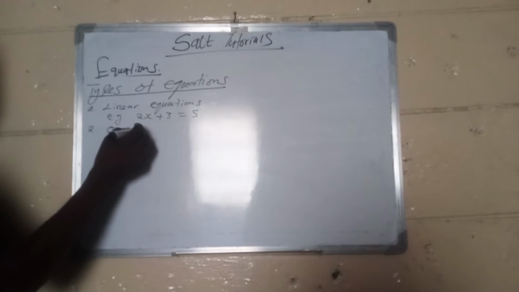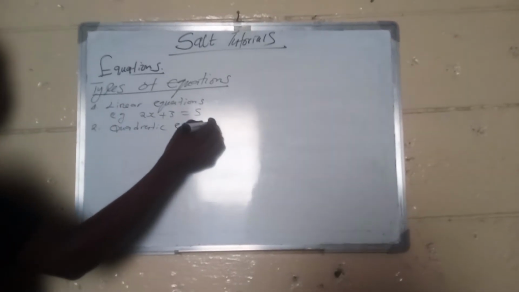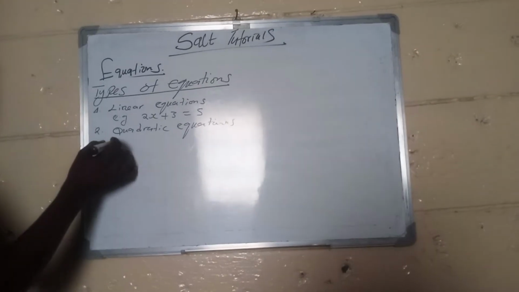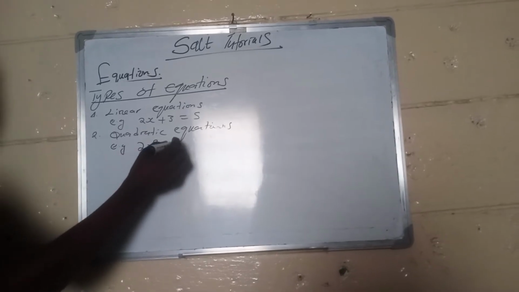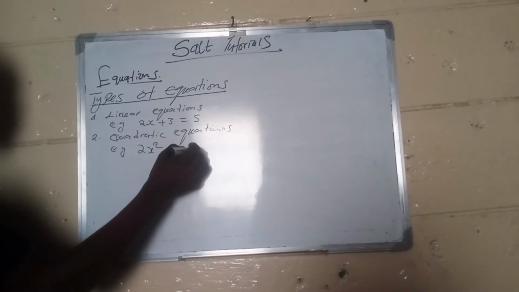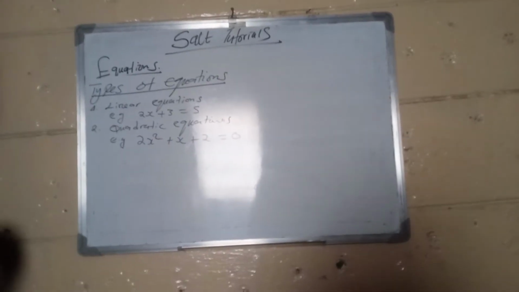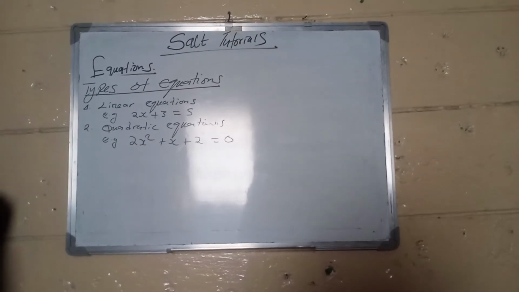Second, we'll be talking about quadratic equations. Under quadratic equations, this time around the degree of x is 2. So we're looking at equations such as 2x squared plus x plus 2 is equal to 0. We'll be looking at such cases, which are quadratic. The degree of x is equal to 2.